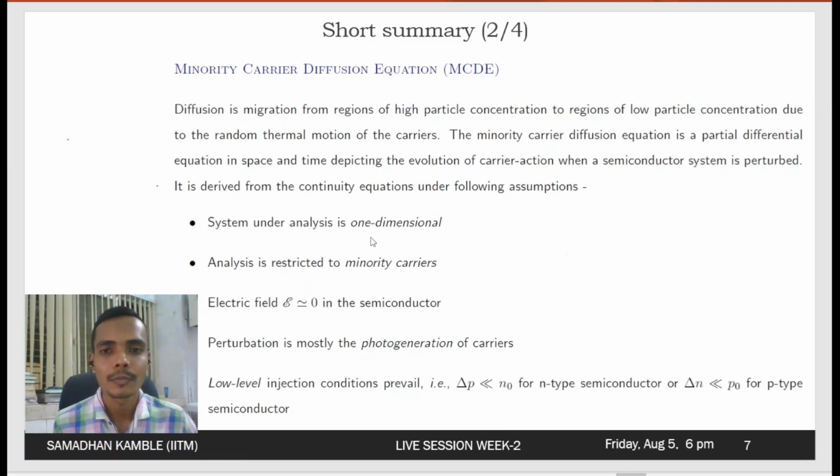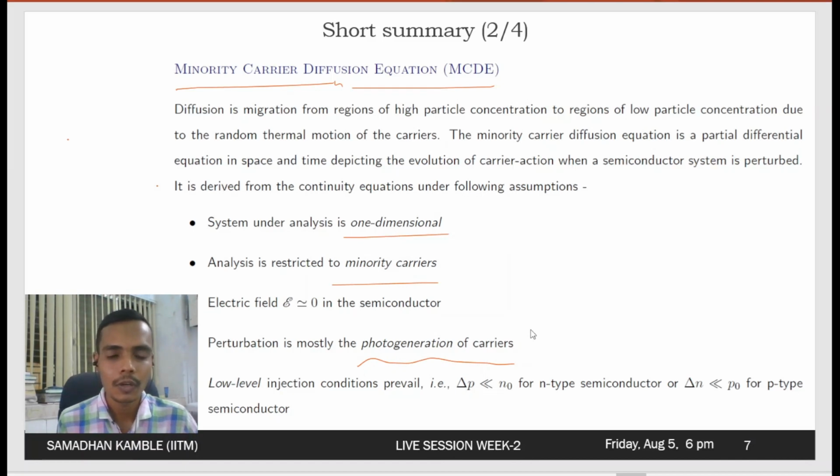There are some assumptions that we make while deriving the minority carrier diffusion equation: the system is one dimensional, we are only considering the minority carriers, the electric field is zero inside the semiconductor, and the perturbation is primarily because of the photo generation of the carriers. Also, we impose the low level injection condition.